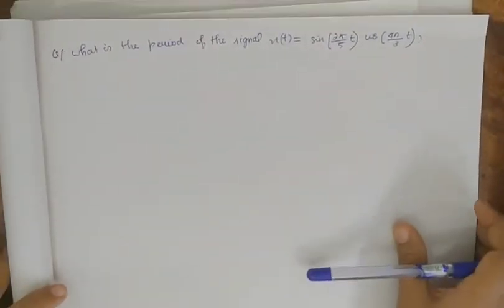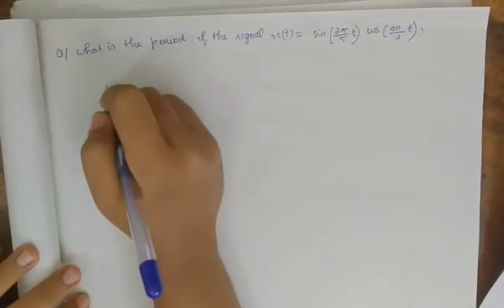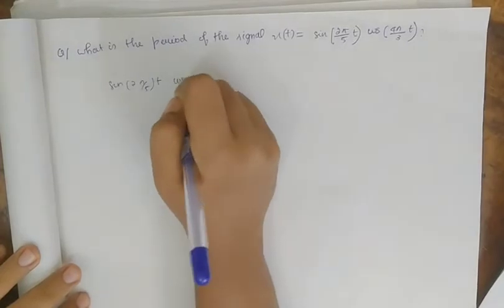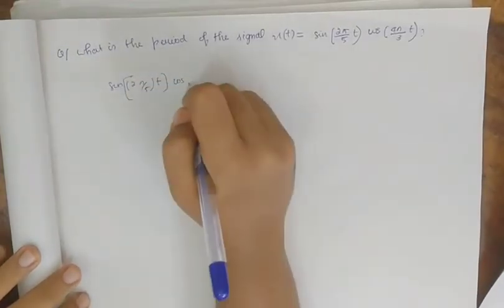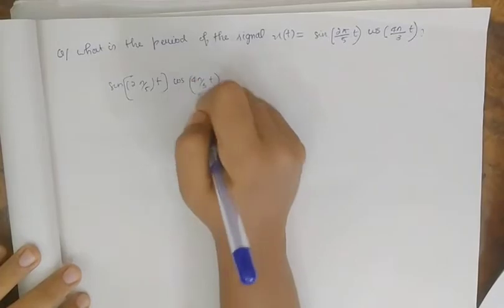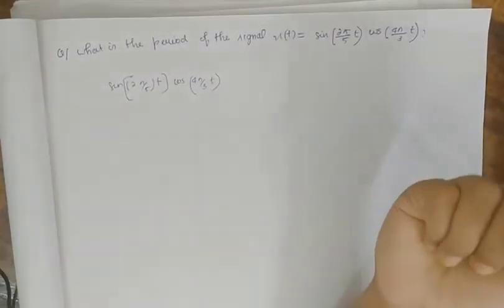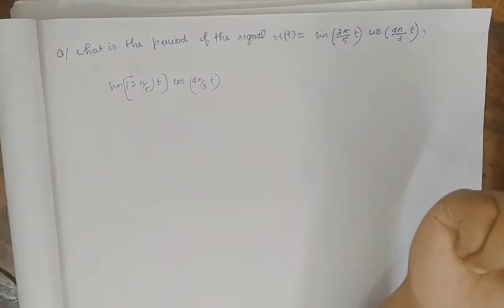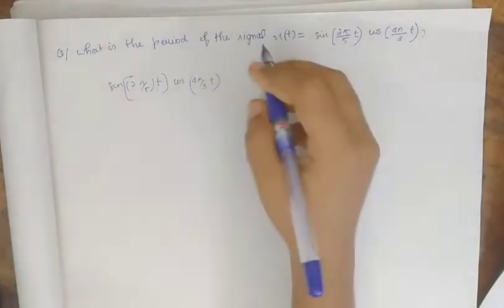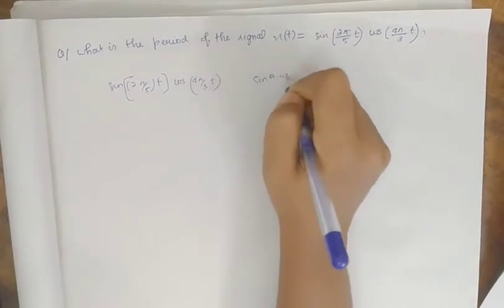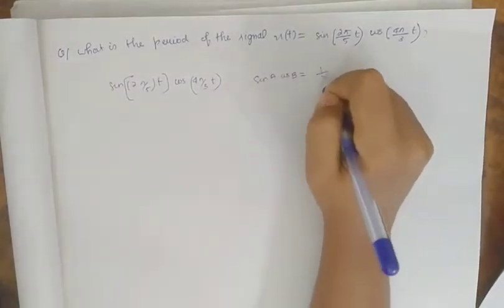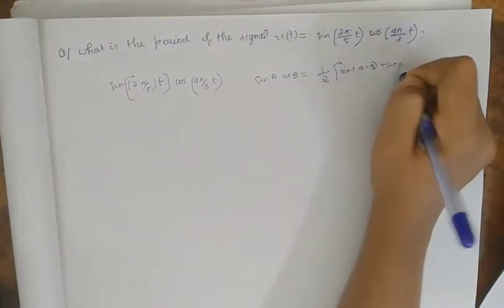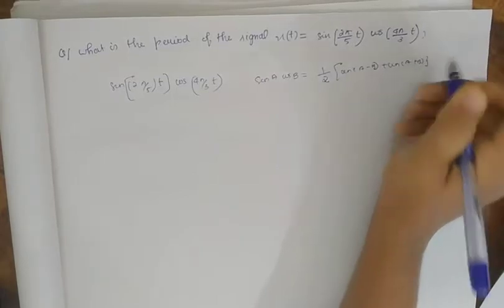What is the period of the signal x of t is equal to sine 2 pi by 5 t and cos 4 pi by 3 t? Okay, so we have to find out the period of this particular signal. For that we have to change it into some format, that is sine a cos b. What is the formula for sine a cos b? It is equal to 1 by 2 [sine a minus b plus sine a plus b]. So I am going to apply it here.